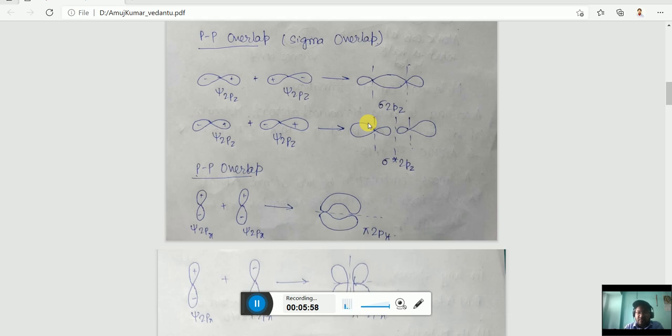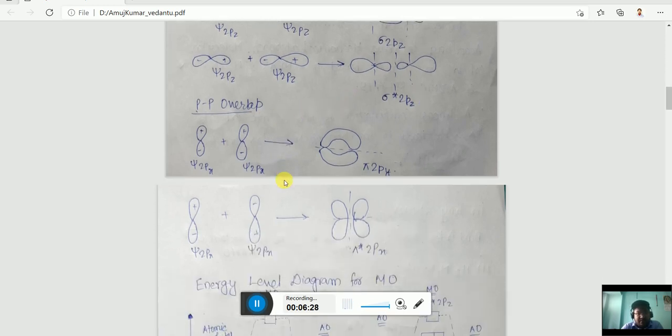This question is very important. It can be asked in an exam how many nodal planes are formed on destructive interference. This is a very important question. So in this case, sigma star 2pz, three nodal planes are created, and if they ask you to show them, then this is the first one, this dotted line the second one, and this dotted line the third one. These three nodal planes are formed in this case.